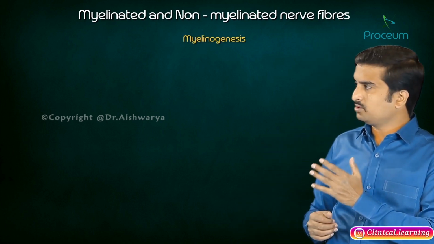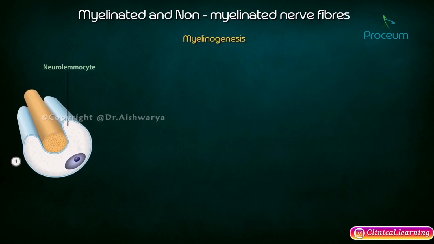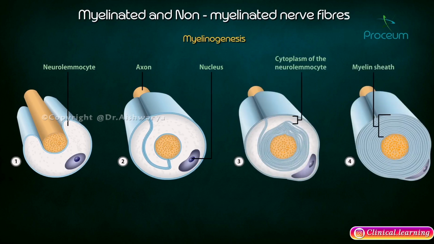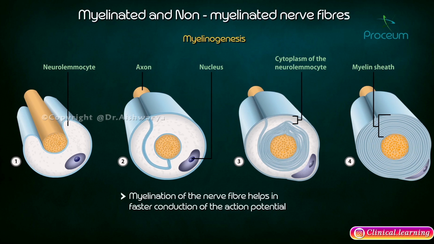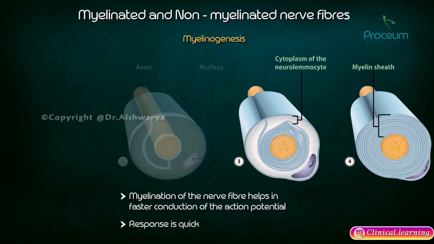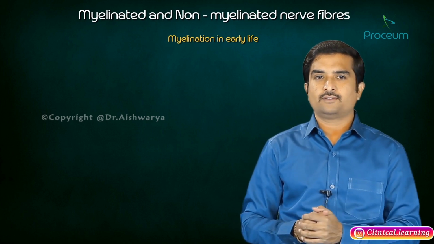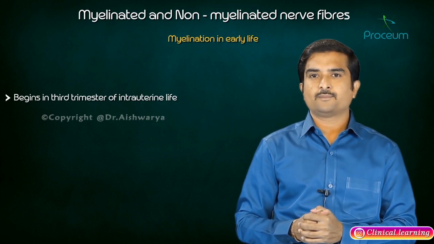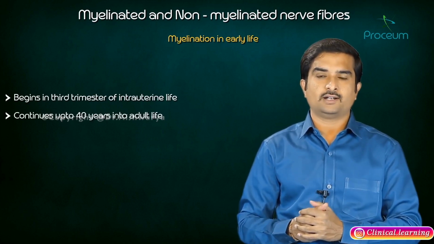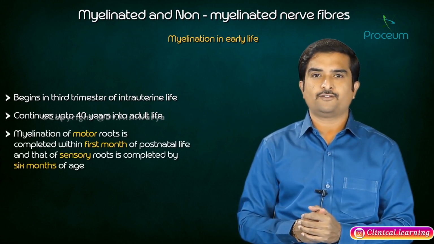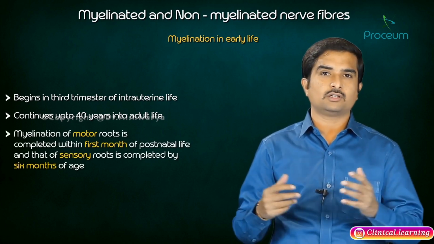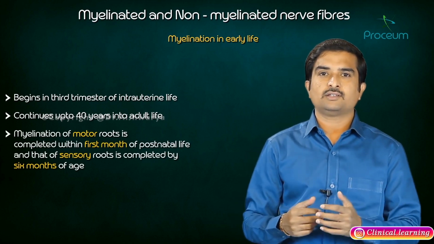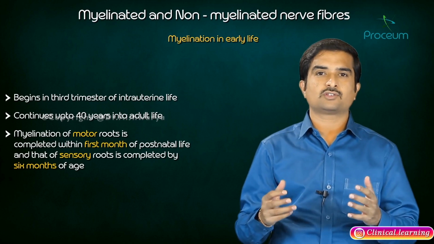And what is myelinogenesis? Myelinogenesis is a process of stepwise myelination around the nerve fibers of the nervous system. This myelination of the nerve fibers helps in faster conduction of the action potentials across the brain and hence quicker response. Myelination in early life begins in the third trimester of the intrauterine life and continues up to 40 years of adult life. The myelination of the peripheral motor roots is completed within the first month of postnatal life, and the sensory roots are completed by 6 months of age.